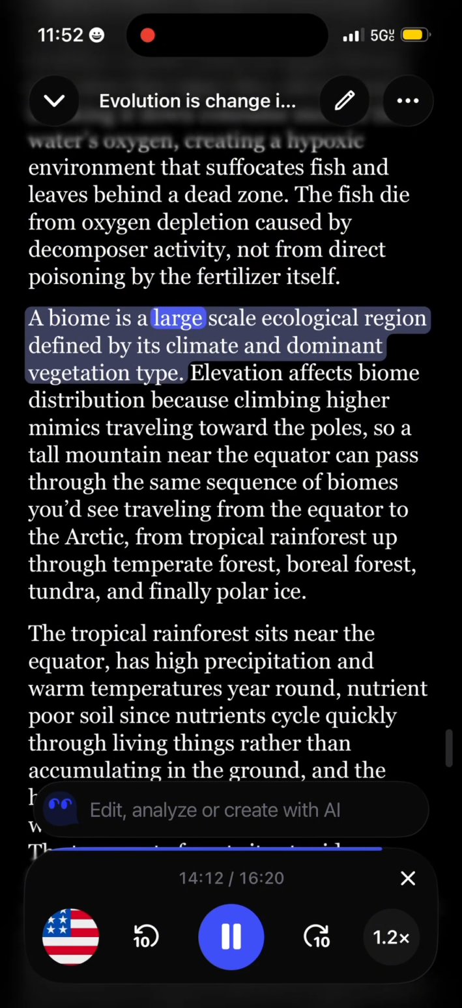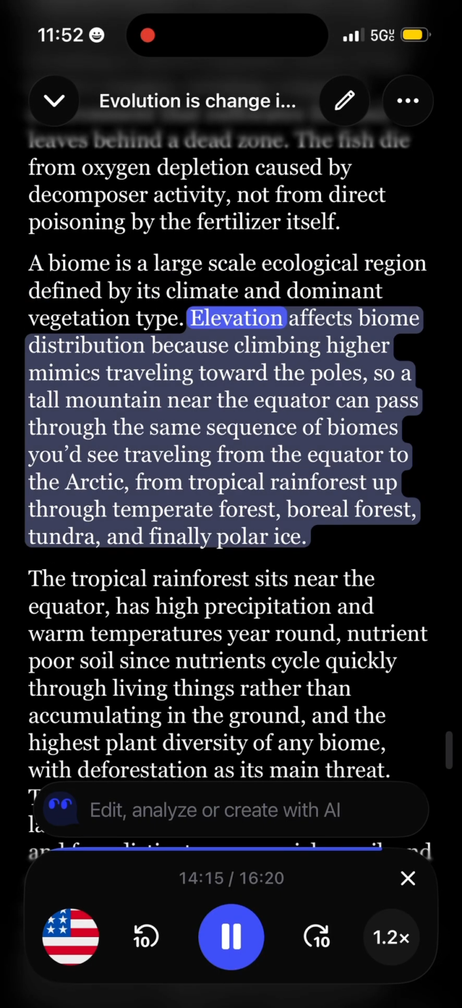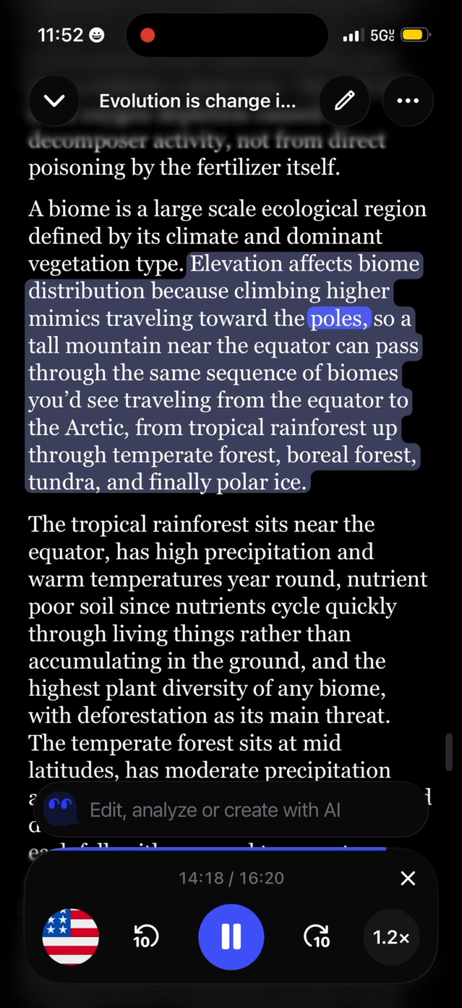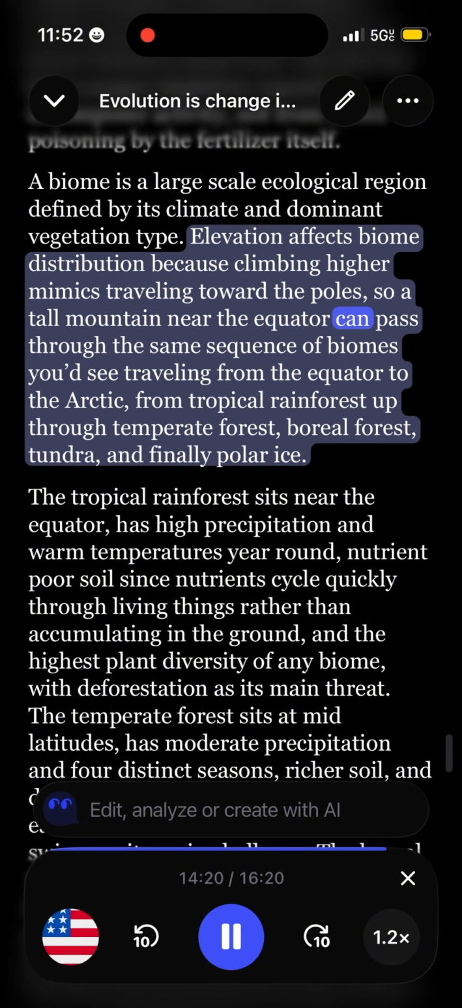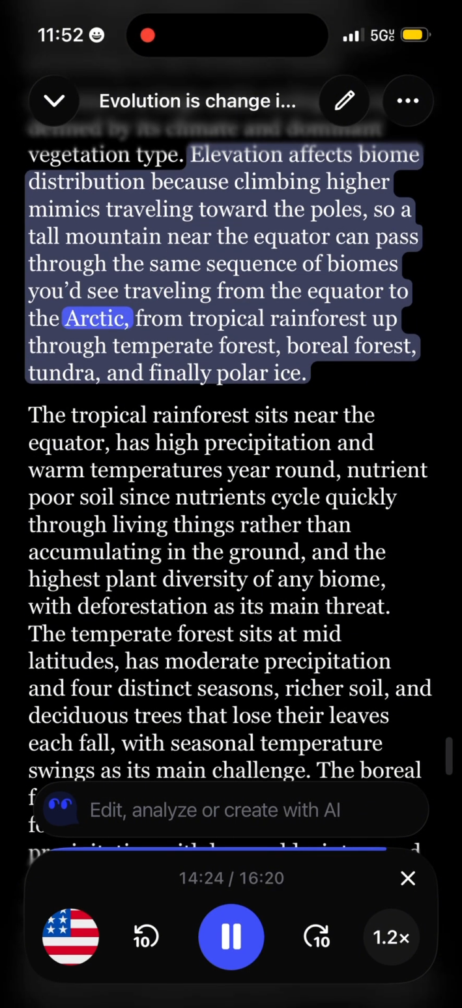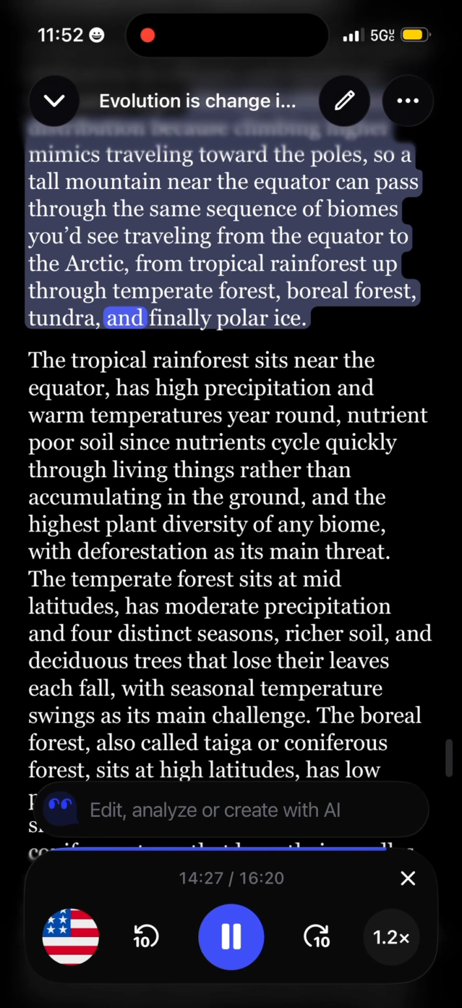A biome is a large-scale ecological region defined by its climate and dominant vegetation type. Elevation affects biome distribution because climbing higher mimics traveling toward the poles, so a tall mountain near the equator can pass through the same sequence of biomes you'd see traveling from the equator to the Arctic, from tropical rainforest up through temperate forest, boreal forest, tundra, and finally polar ice.